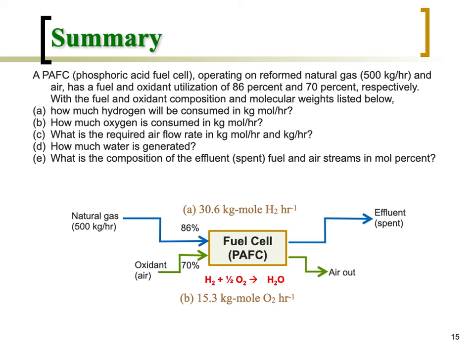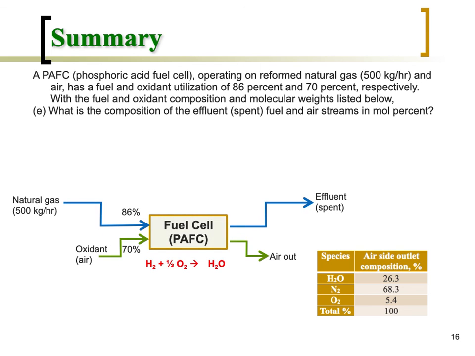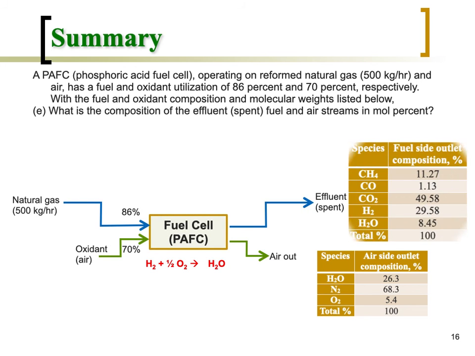And how much air should be coming in? Considering a 70% utilization rate, the molar flow rate and the mass flow rate can be calculated. And how much water will be generated? 1 mole of hydrogen consumed generates 1 mole of water, so the hydrogen consumption rate equals the water generation rate. Then the water composition of the effluent: we are able to calculate the effluent, and then the fuel side and the air side as well.